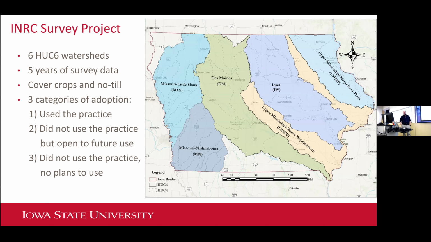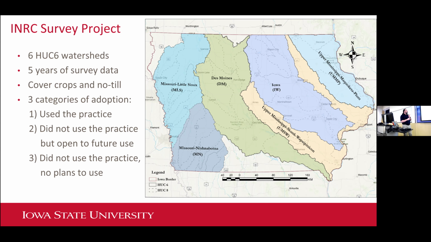So this project, we did surveys in 6 HUC6 watersheds across the state of Iowa over a period of 5 years. Not every farmer was surveyed in every single year. The other really cool thing about this that was innovative is that we're not just looking at whether a farmer adopted or did not adopt a practice. All those conservation practice research papers that I showed you all use a binary variable, whether the farmer adopted or didn't adopt. But that's not entirely how human behavior works. So we created a third category.